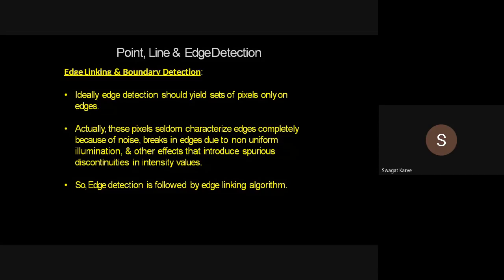So first, for edge detection, you have to define the models for that, right? Whether that edge is of ramp type, step type, or roof type, and then you have to design a specific filter for that. Okay, but normally there is a convention for edge detection purposes.